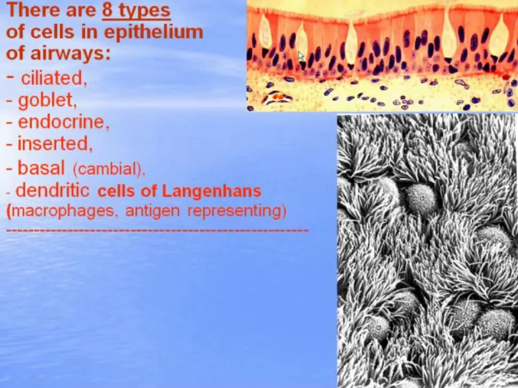Goblet cells, like in the intestine, secrete mucus, which covers the surface of the epithelium and absorbs the dust. And then cilia remove these mucus droplets with dust. Inserted cells or supporting cells lie between some endocrine cells. Individual endocrine cells belong to the diffuse part of the endocrine system.